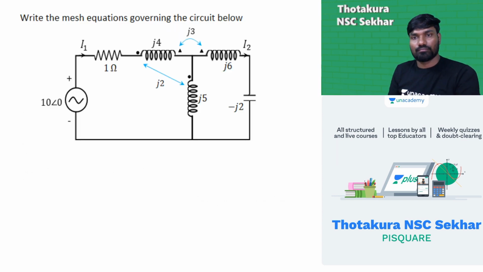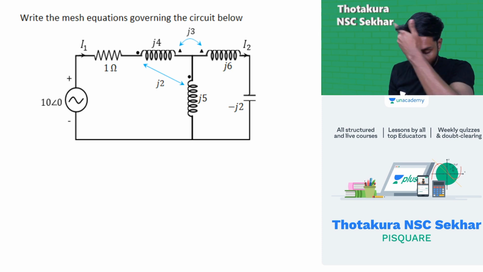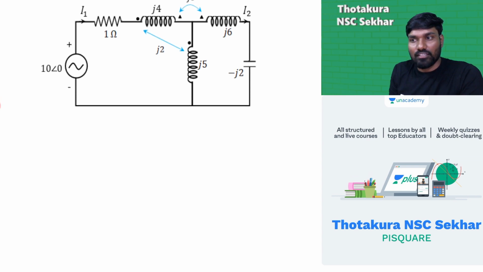Next one. Write mesh equations governing the circuit below. You need to write both the equations. This is the first mesh. This is the second mesh. Let's focus on the first mesh first.